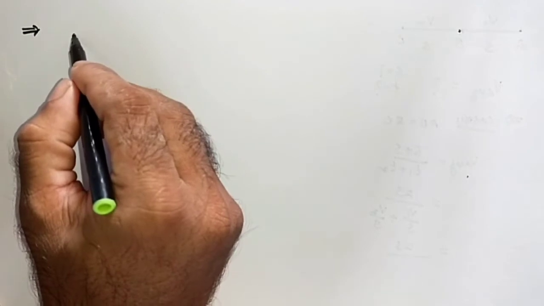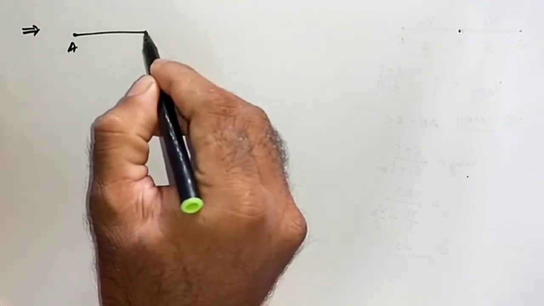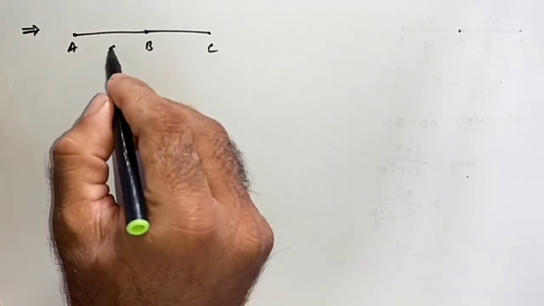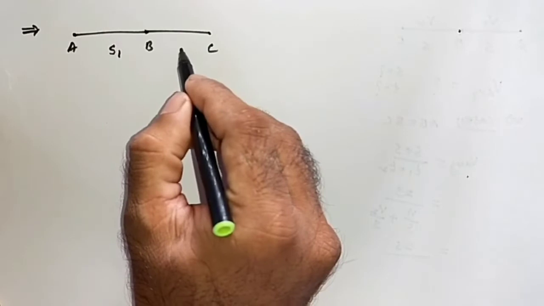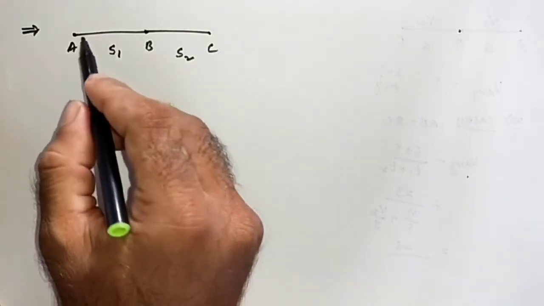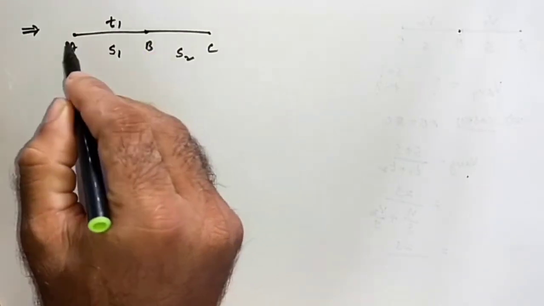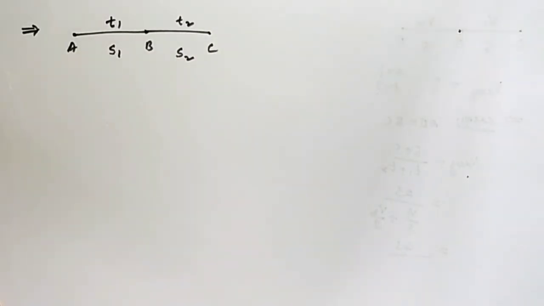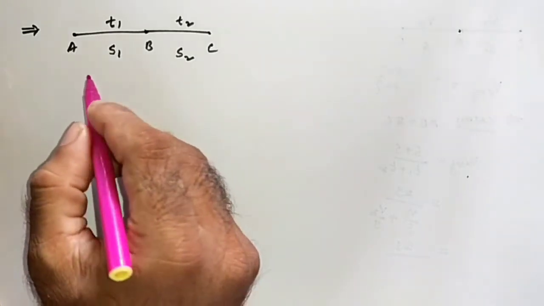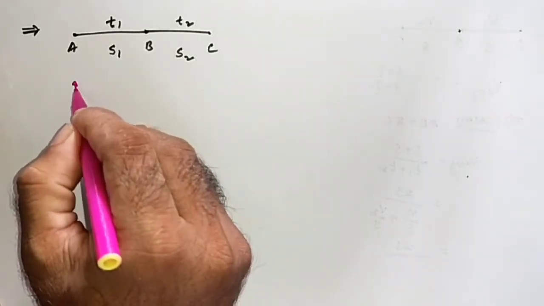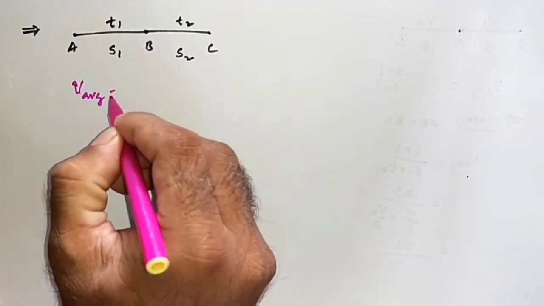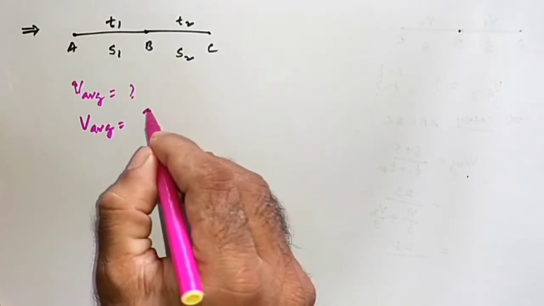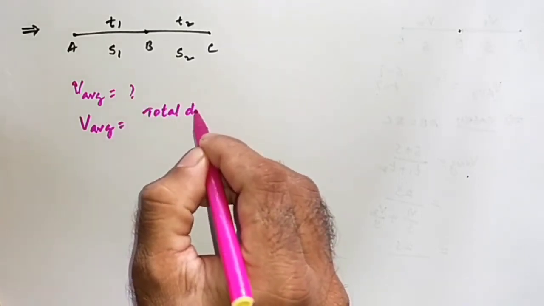For example, a body is moving from A to B, then B to C. A to B, the distance is, let us take S1. B to C, the distance, let us take S2. It takes time T1 to move from A to B and T2 to move from B to C. Clear? Now I want to calculate average speed. V average is equal to how much? What is the V average formula? Simple. Total distance by total time.